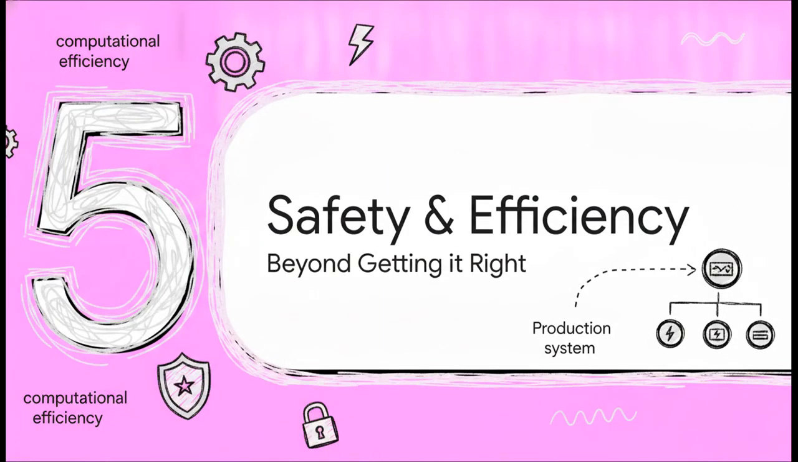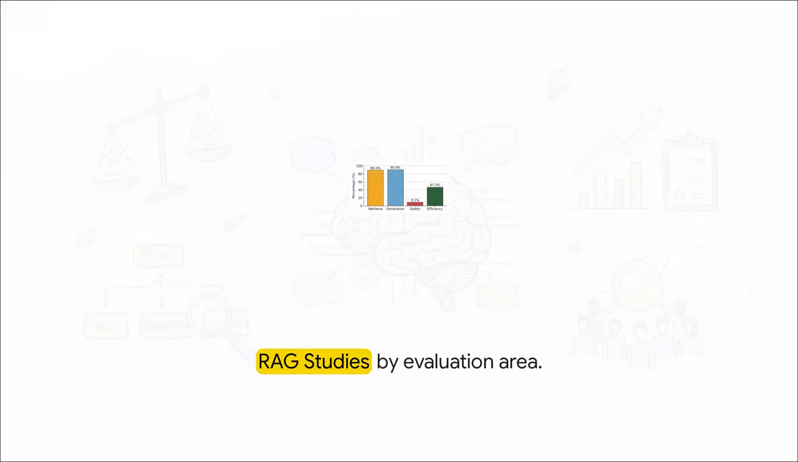Part five, system safety and efficiency. This is all about going beyond just getting the answer right. So here is a glaring and frankly really concerning vulnerability in the industry right now. Research shows that while roughly 90% of engineering effort focuses on retrieval and generation quality, only a measly 9.1% focuses on safety evaluation. We are literally building these insanely powerful engines, but we aren't installing any seatbelts.